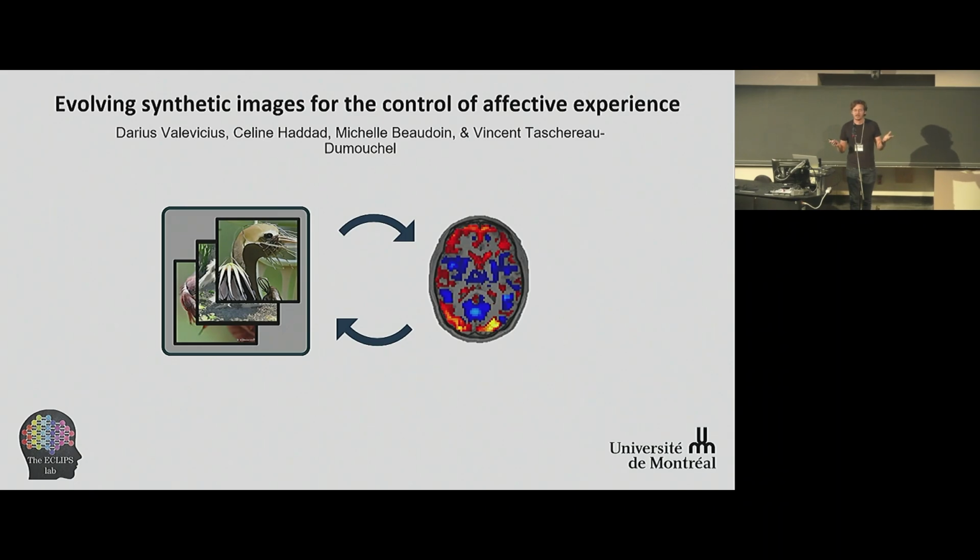Hi, I'm Darius, and I'm in the Eclipse Lab. I'm a PhD student at University of Montreal, and this is some work we've been doing on evolving stimuli for affective neuroscience. If you've seen the Harry Potter films, you might be familiar with a Boggart, which is a magical creature that transforms into your worst fear. What we've done is basically create this with a combination of brain decoding and generative AI.